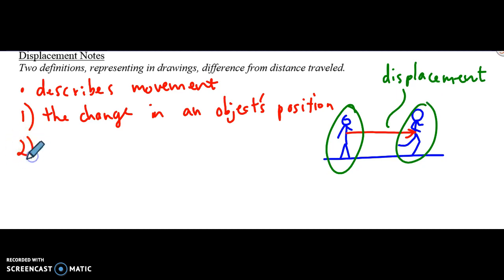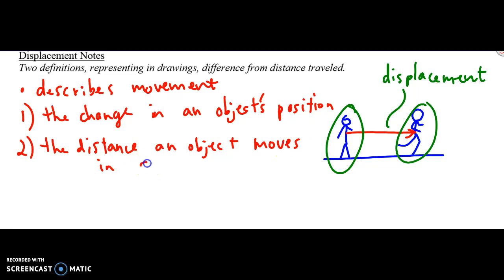Another way to think about displacement is it's the distance an object moves or travels in some direction. So you can't just say that she moved 4 meters. You have to say she moved 4 meters to the right. And so you see what we use? We use a positive sign to indicate to the right.